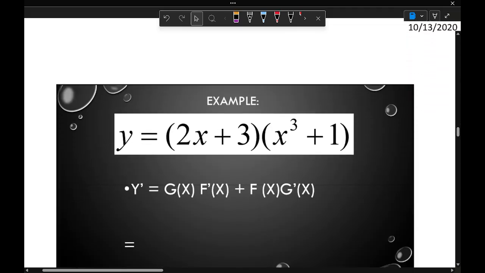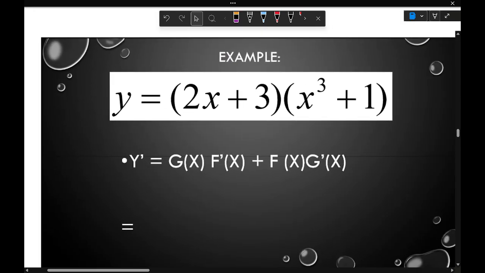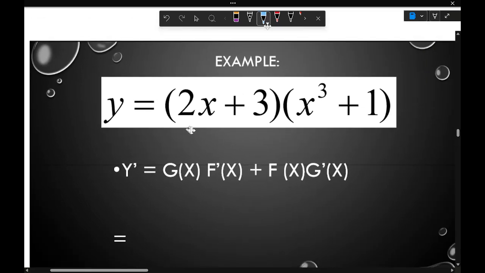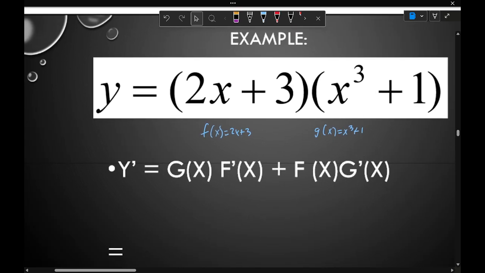All right, so here is our first example of using the product rule. So you see the function y is just equivalent to these two polynomials multiplied, the product of these two polynomials. So what we can do here is assign the first factor as f of x equals 2x plus 3, and the second factor, g of x, equals x cubed plus 1. And then to make our life easier down the road, we'll just take the derivative of both of those factors.